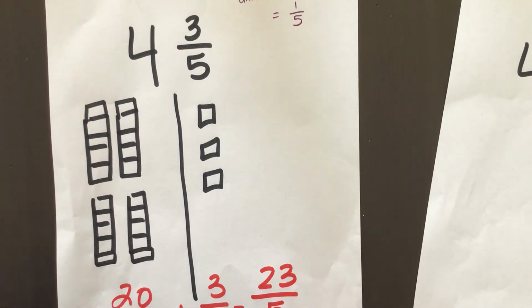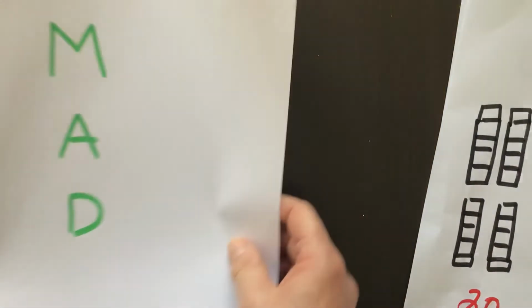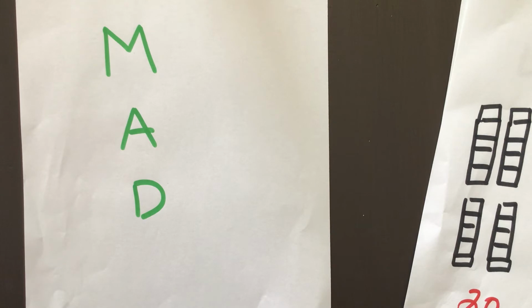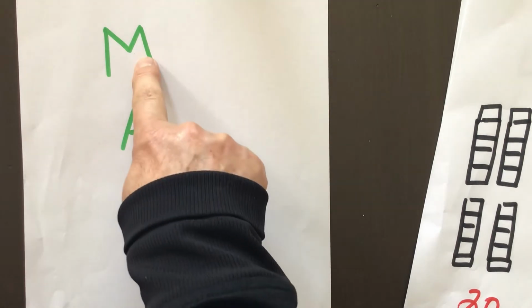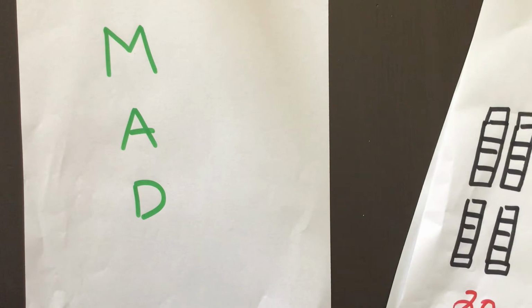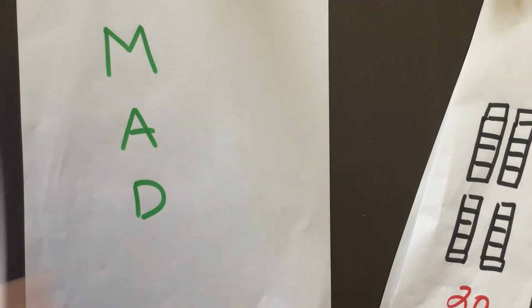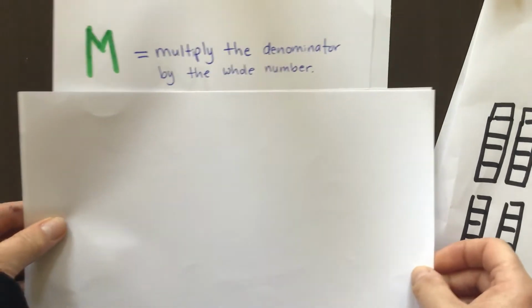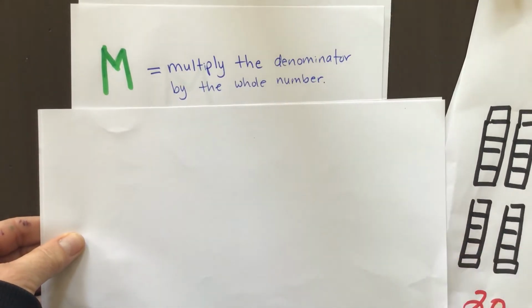But of course, we always are looking for a faster, more efficient way. So when we are trying to convert our mixed number to our fraction greater than 1, we can get MAD, M-A-D. So here's an acronym, M-A-D, for you to remember. So the M, when we're getting MAD, means we're going to multiply the denominator by the whole number that we have in our mixed number.